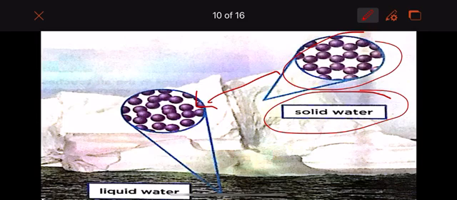As you can see here, empty spaces form between the particles. Okay? So as water freezes, its particles form a new pattern. Empty spaces form between the particles. The frozen water takes up more space than the liquid water.